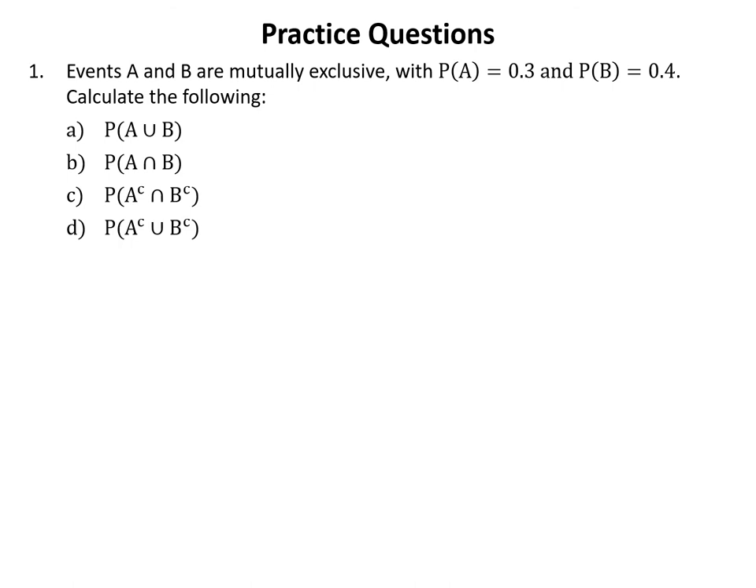For part A, the probability of A union B. For part B, the probability of A intersect B. For part C, the probability of A complement intersect B complement, and for part D, the probability of A complement union B complement.